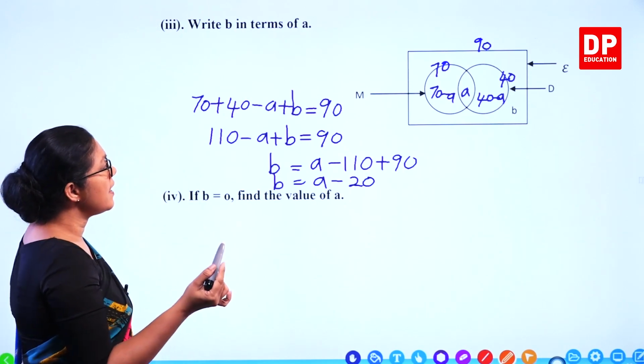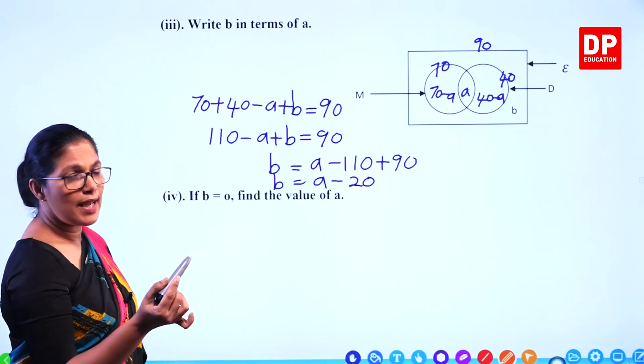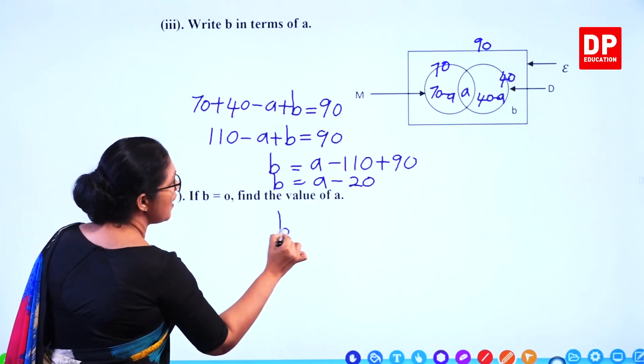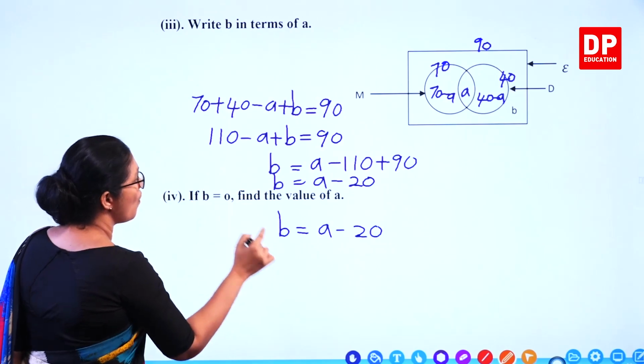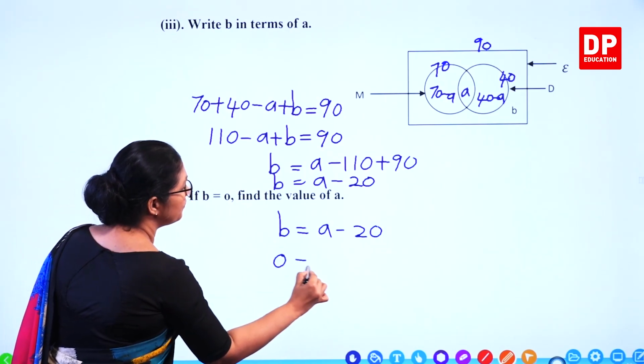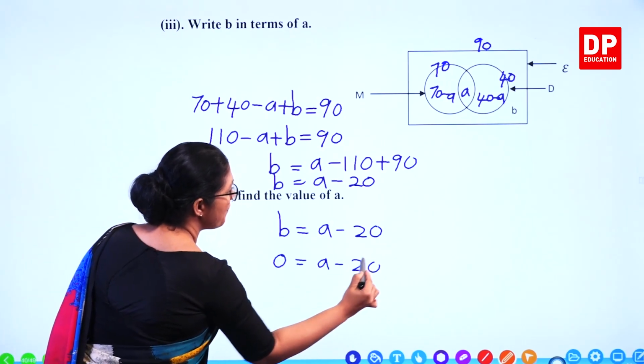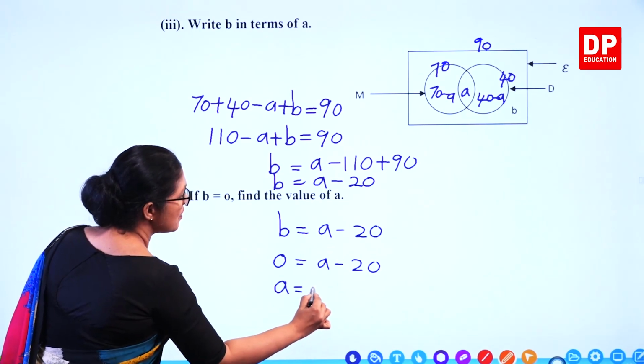If B equals 0, find the value of A. So we can easily find out A using the equation we got before. If B is 0, what's the value of A? A becomes 20.